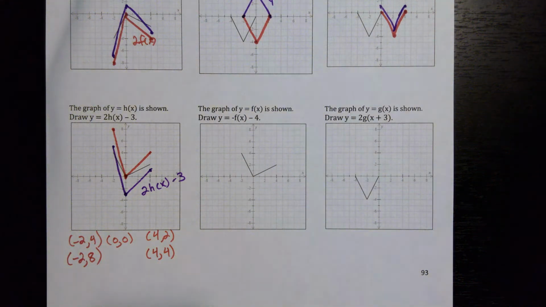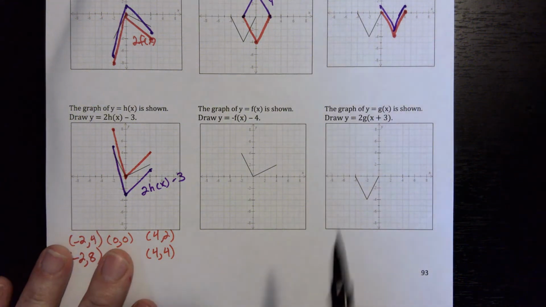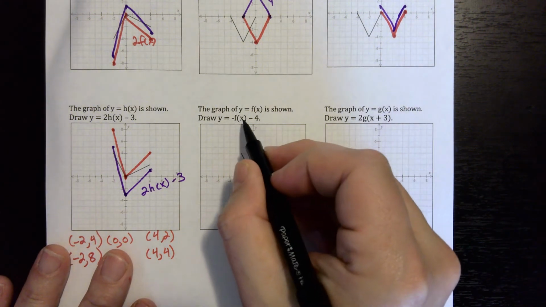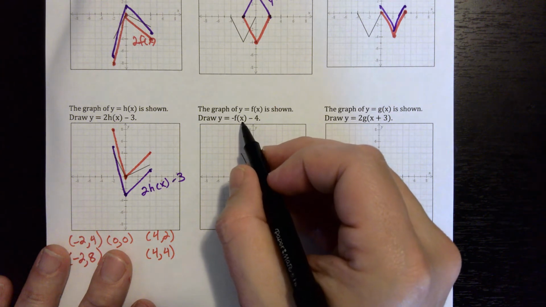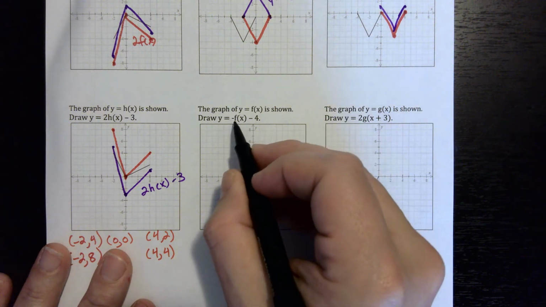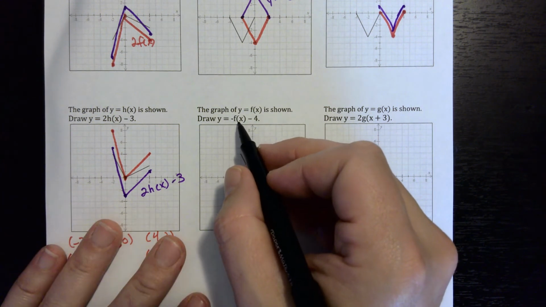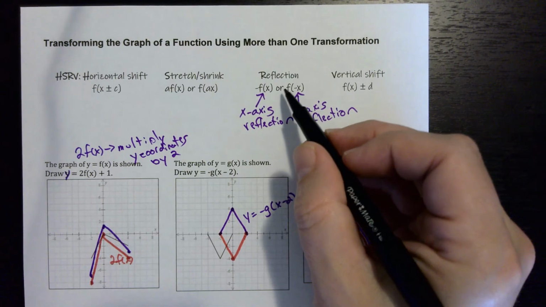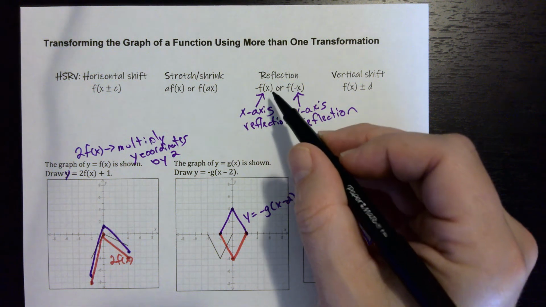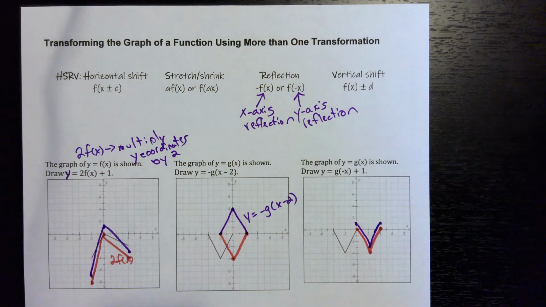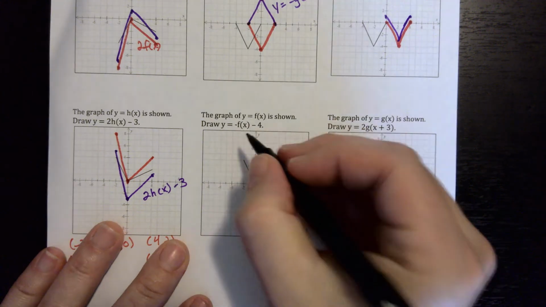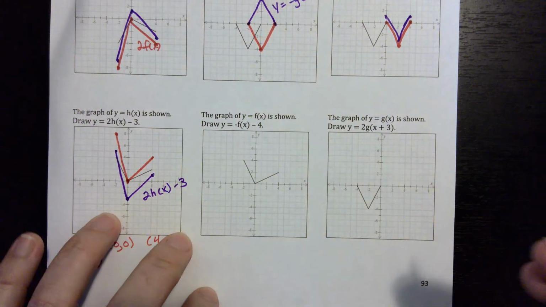Okay, next one. Do we have anything on the inside that's being shifted? No, we don't. Do we have a stretch or shrink? Well, there's a negative here, but that's not going to stretch or shrink it. That's just going to be a reflection. So we go to the reflection. And remember, if there's a negative on the outside, like we have, it's an x-axis reflection.